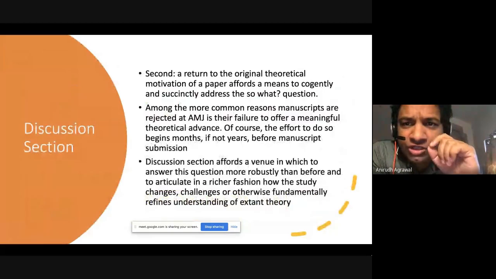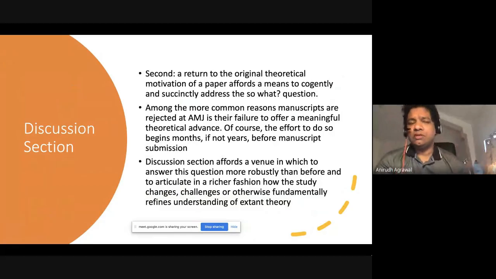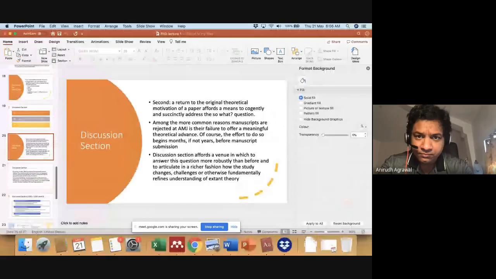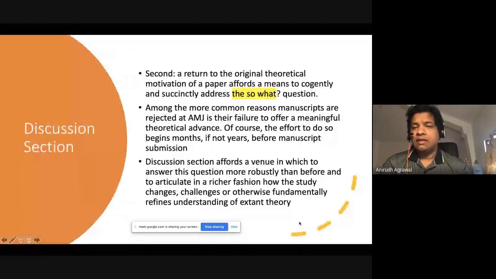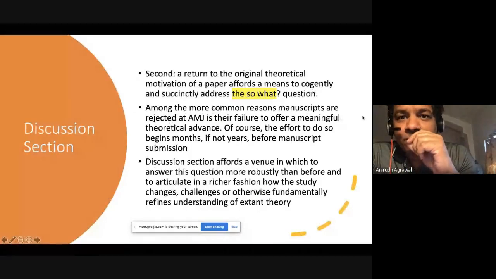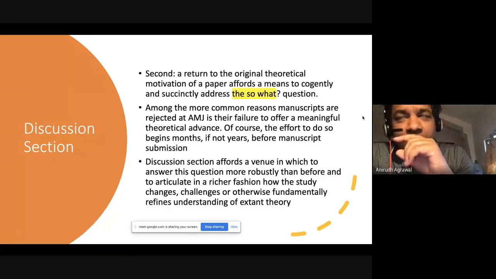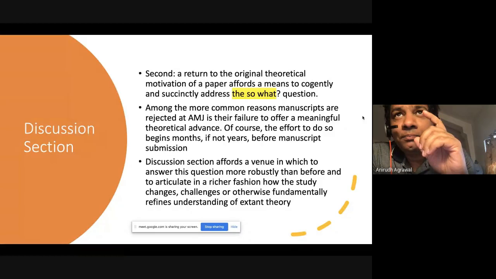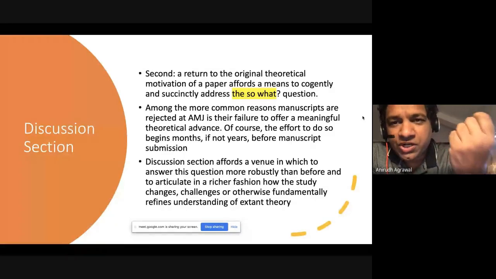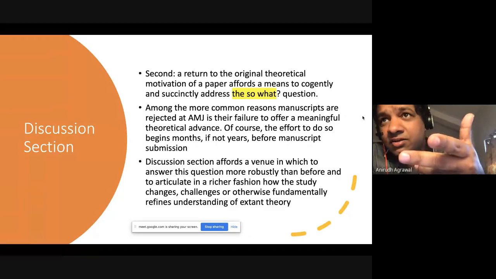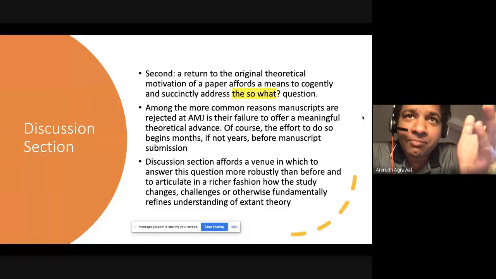Second, a return to the original theoretical motivation of a paper affords a means to cogently and succinctly address the so what question. Now, it is very important in research. Your peers can be hard on you. When I say hard on you, the typical question that any researcher asks another researcher is, so what? If you did this, so what?